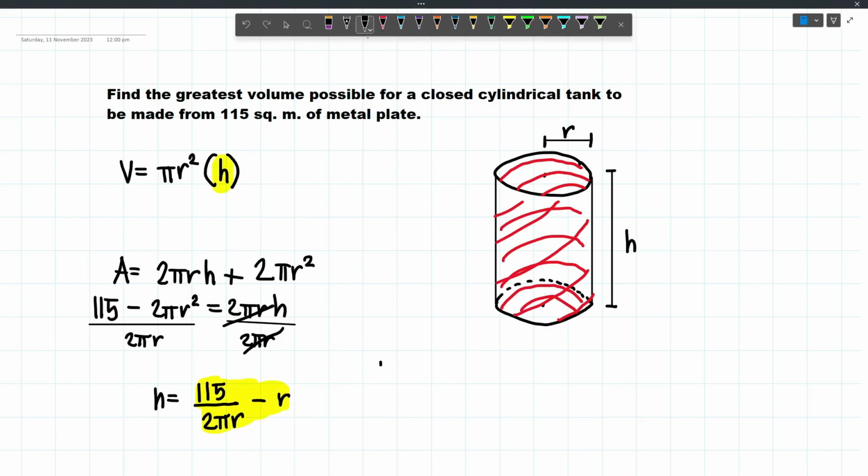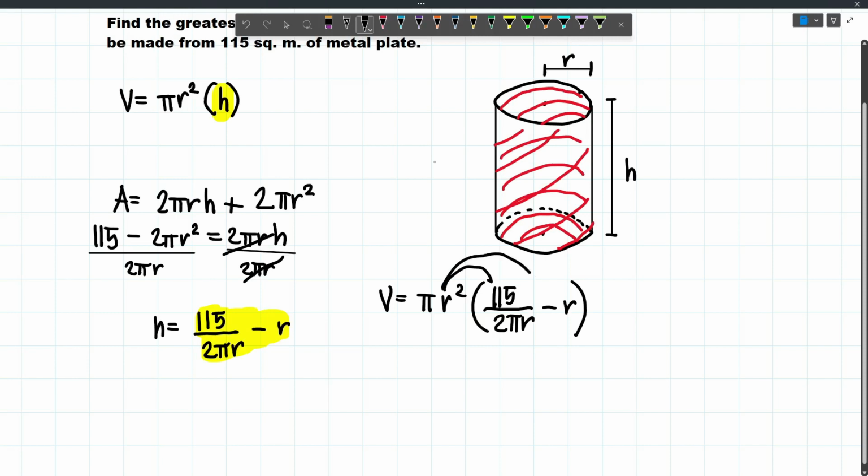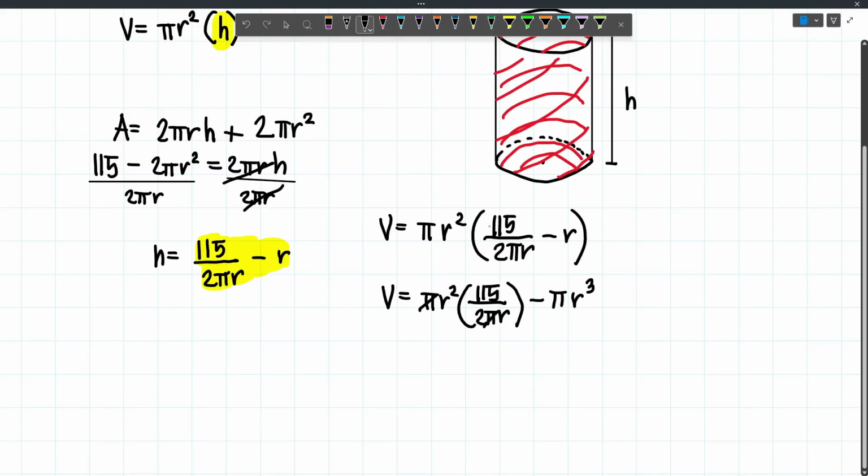And so our equation for the volume will be pi r squared multiplied by 115 over 2 pi r minus r. And so now, let's distribute this. And so our equation of the volume will become pi r squared times 115 over 2 pi r minus pi r squared times r will become pi r cubed. Now this pi will cancel. And then the r here will also cancel. Only one will be left on top. And so our V will be r times 115 over 2 minus pi r cubed.